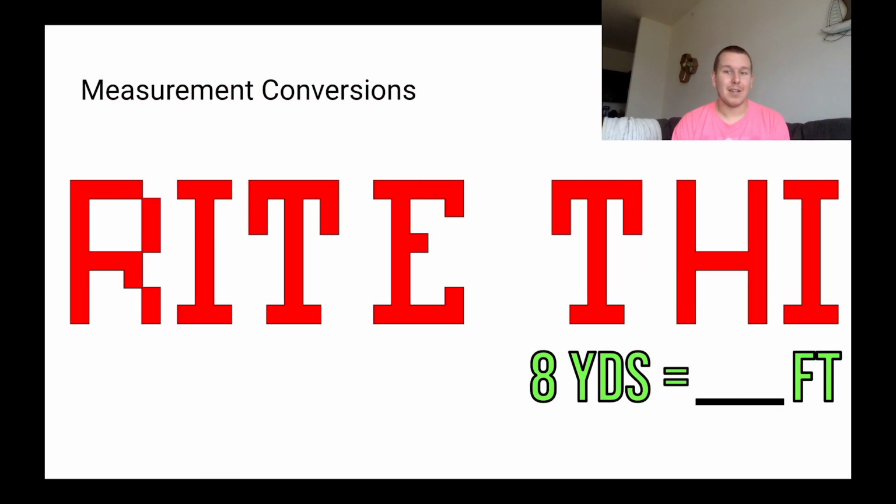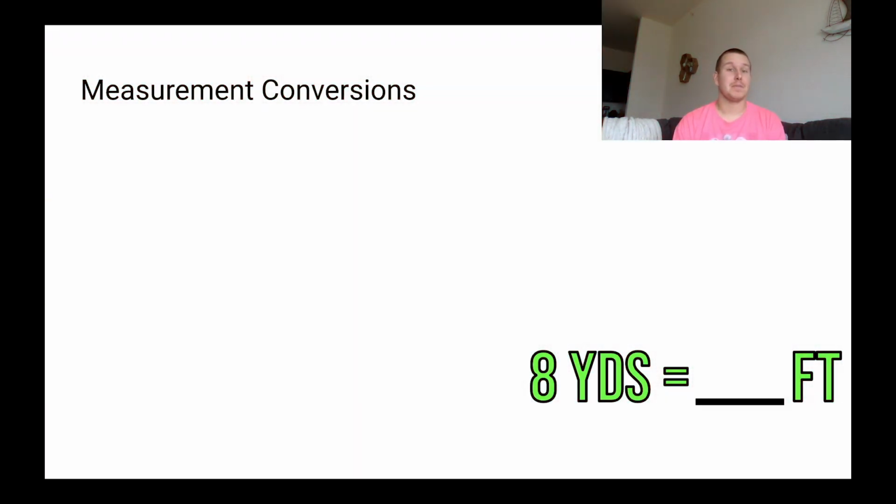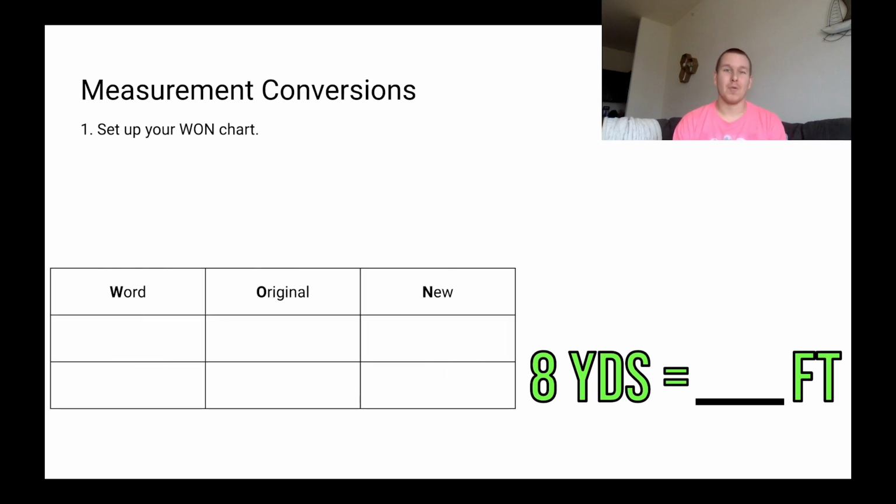We've got 8 yards, and we're trying to find out how many feet are in those 8 yards. Now, I know a lot of my smart kids are already saying, I already know. But bear with me, and let's go through the steps. Step 1 is we're going to set up our WON chart. And yes, I have another fun, silly chart to help you remember how to do something in math. The WON chart stands for word, original, and new. As we fill in this chart, it's going to make a lot more sense.